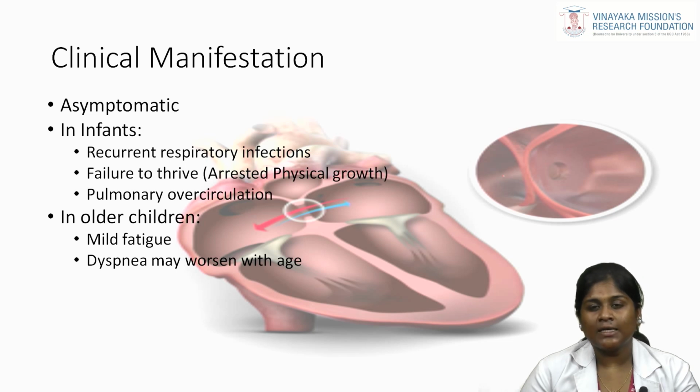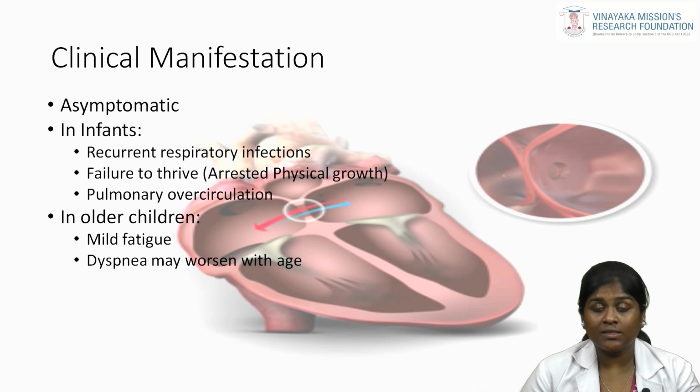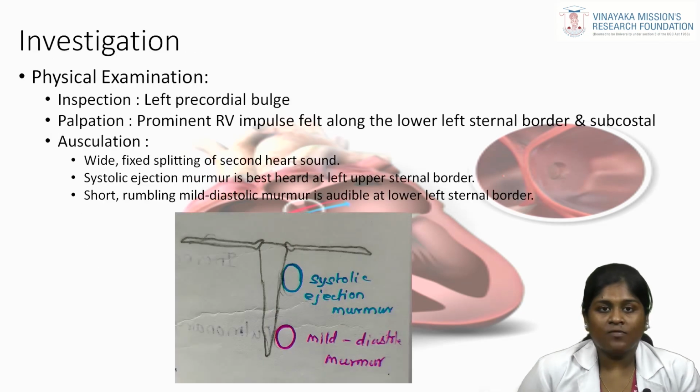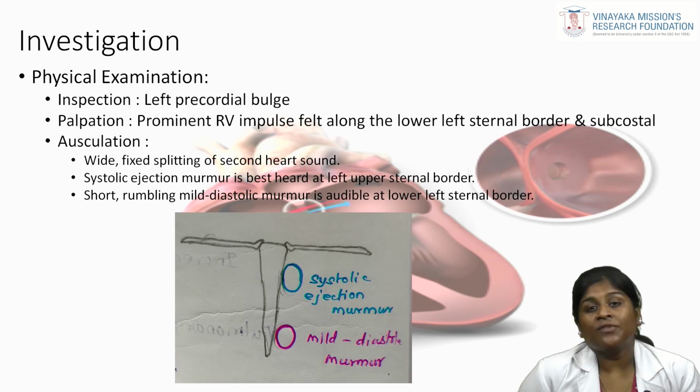The left side of the heart gets heart failure, thus that causes the right side of the heart to work harder, that causes pulmonary overcirculation. This occurs in infants, and in older children they might have mild fatigue, and dyspnea may worsen with their age. So next we have some investigations in atrial septal defect, or how can we investigate or diagnose this.